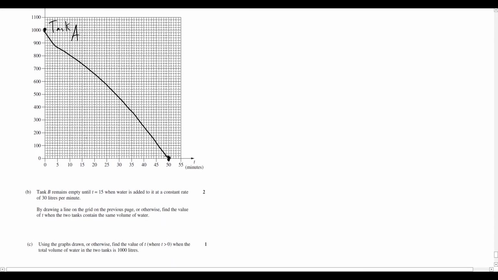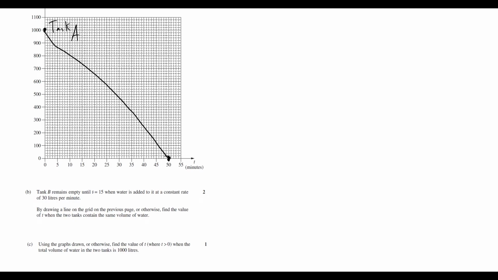Now, part B says tank B remains empty until T equals 15, when water is added to it at a constant rate of 30 liters per minute. By drawing a line on the grid on the previous page, so on that graph, or otherwise, find the value of T when the 2 tanks contain the same volume of water. Okay, we can work this out using simultaneous equations, but I think if we have a graph, let's use the graph.